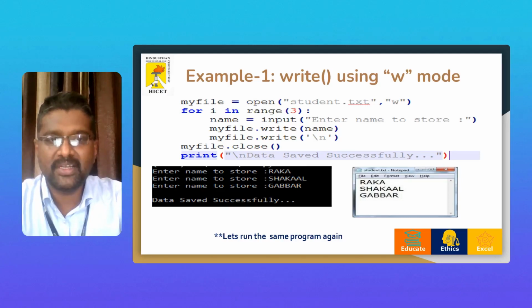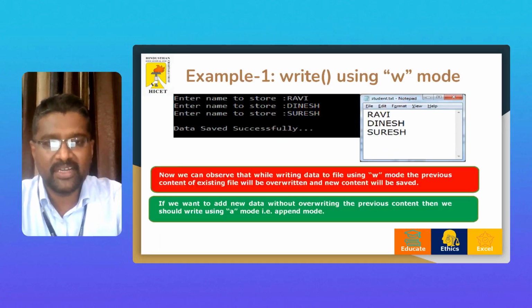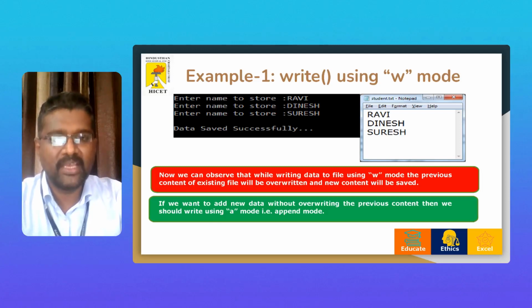Here I'm going to create a text file, student.txt, with the mode W. With the help of it, using a for loop, I'm going to write three names into my file. These are the three names which I'm going to give as input, and they will be written into the file called student.txt. When I run the same program again, since I have given the access mode as W, the file will be rewritten. See here, this is how it will be rewritten. When I give new inputs, the old inputs will be erased and the new input will be updated.